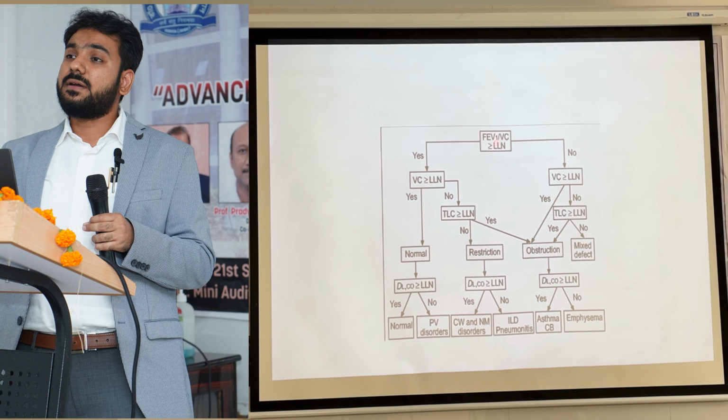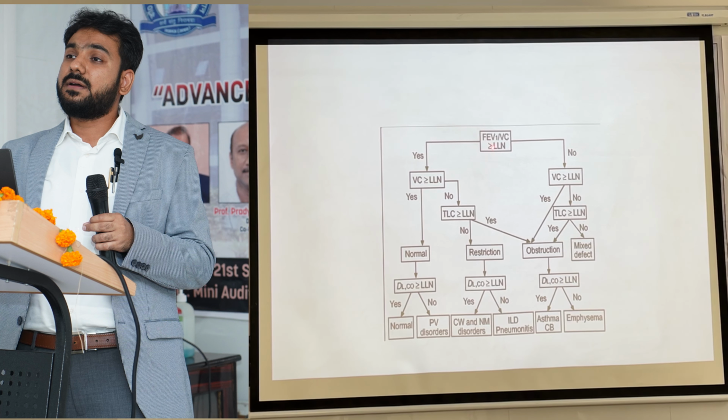Okay? And if on the other hand the FEV1 upon FVC is normal, then we should look at the total lung capacity. If that is normal, meaning FEV1 upon FVC is also normal, TLC is normal, so we have ruled out obstruction and restriction. Okay. If both of them are normal, then we should look at DLCO. If that is normal, the patient is normal. If that is abnormal, then the patient is having a pulmonary vascular disorder.